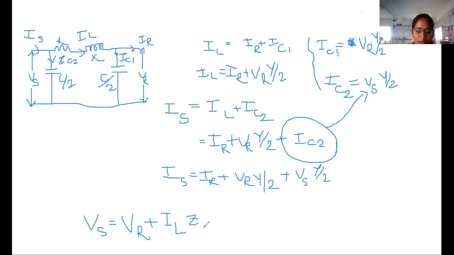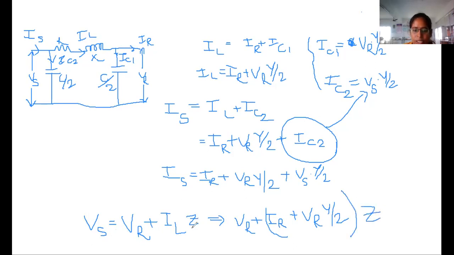We know the IL value, substitute here. VR plus IL into Z, where the IL value is IR plus VR into Y by 2. So Vs equal to VR plus IR plus VR into Y by 2, all multiplied by Z. IL value substituted here into Z.